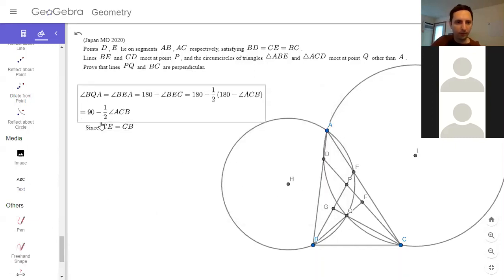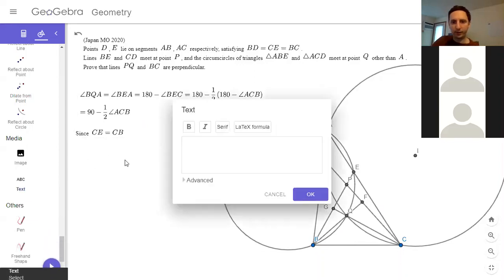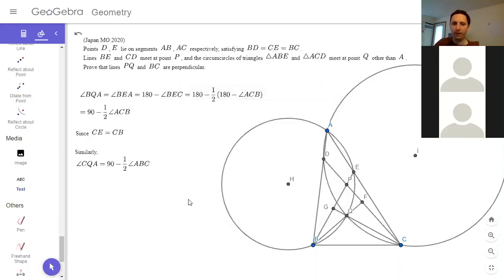Oops, sorry. Okay, so BQA is 90 minus half angle ACB, and then similarly CQA is 90 minus half angle ABC. Okay, and those same angle equalities hold true for the incenter. And so basically by uniqueness of the incenter, Q has to be the incenter.